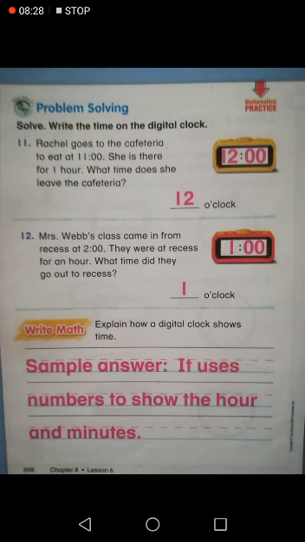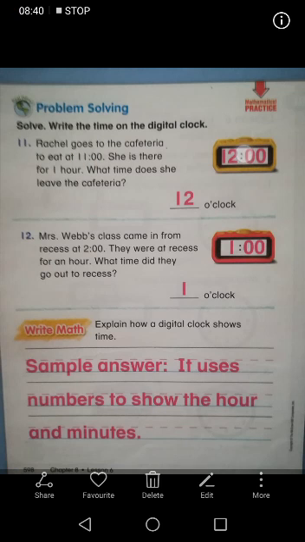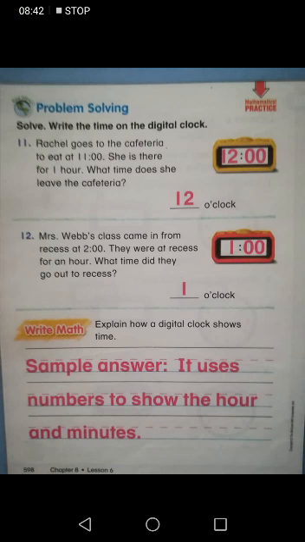What time does she leave the cafeteria? She has finished eating. She spent 1 hour, so 1 hour after 11 will be what? After 11 comes 12. So she will finish at 12. Write it as a digital clock here. You have the dots in the middle. At the left side you write the hours, and at the right side you write the minutes. O'clock means 0 minutes.